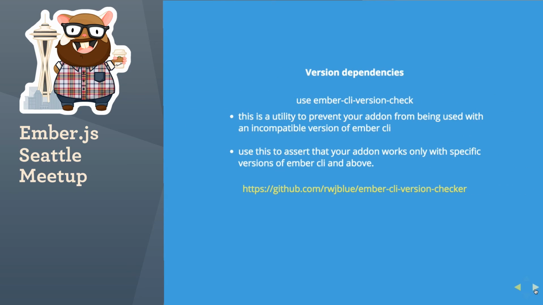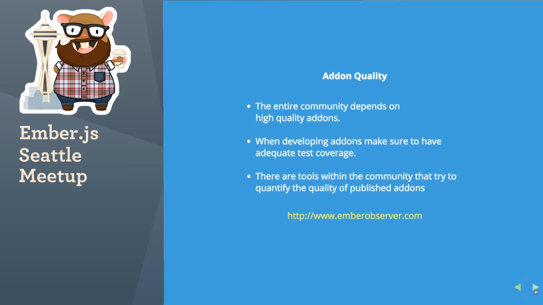Version dependencies. This is pretty important. Basically, you can use this other add-on, Ember-Cli version check, to ensure that the version of Ember-Cli meets a certain threshold, or throw a warning if it doesn't, to let your user know, hey, you might want to upgrade Ember-Cli before you can use this thing. You can assert various things, like if it's above a certain version or includes a certain version. There are a few different features like that.